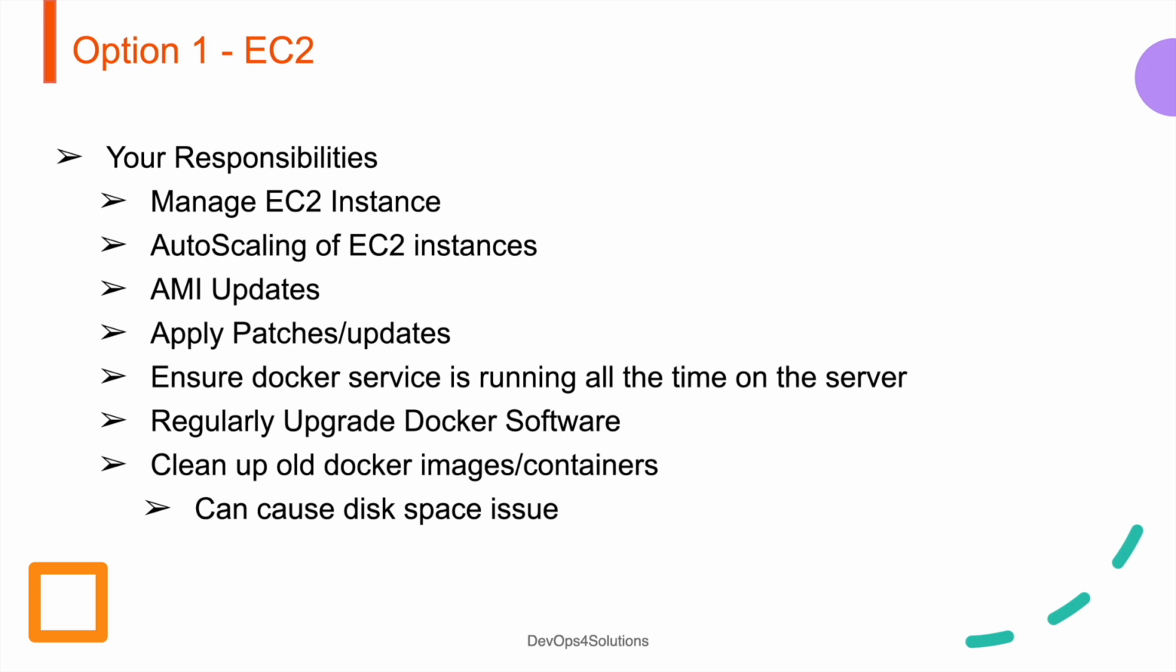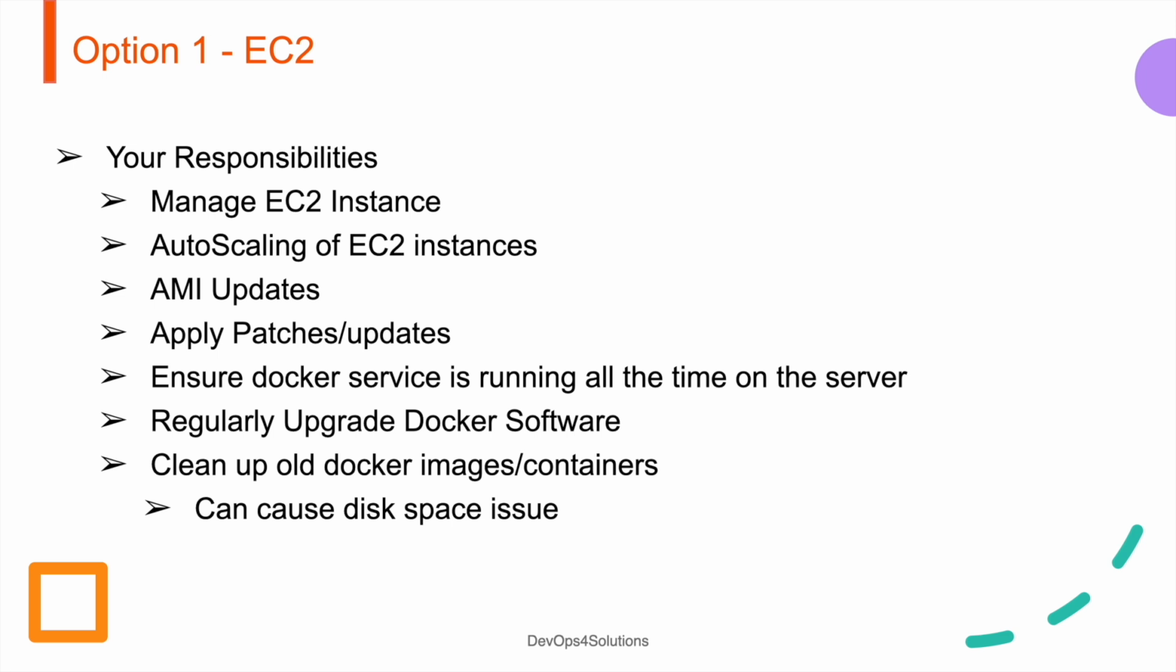AMI updates are more important, as you have to regularly update your AMI. If you don't do it, you could have some security defects and security issues on those EC2 instances. So with the AMI updates, apply patches or any security updates on an existing instance. Ensure the Docker service is running all the time on the server, because you have installed Docker, so it's your responsibility that the service is always running on that system, and it is periodically updating also, right? You have to ensure that the Docker version is getting updated on a regular basis.